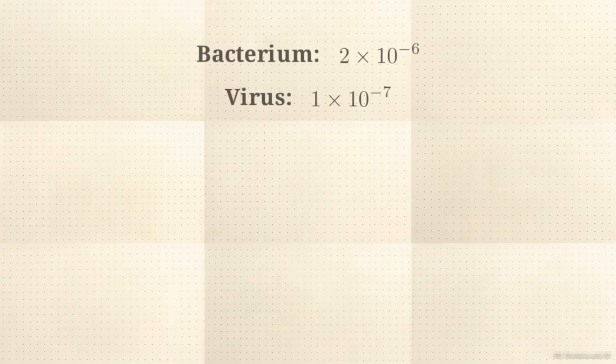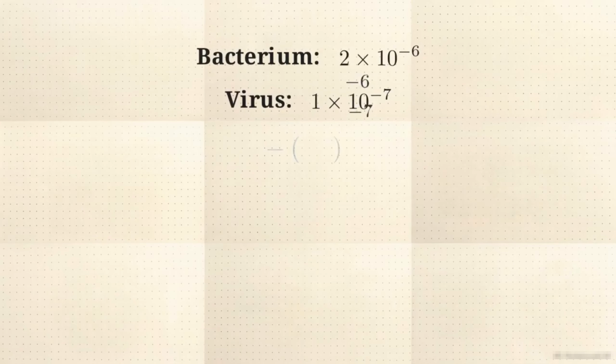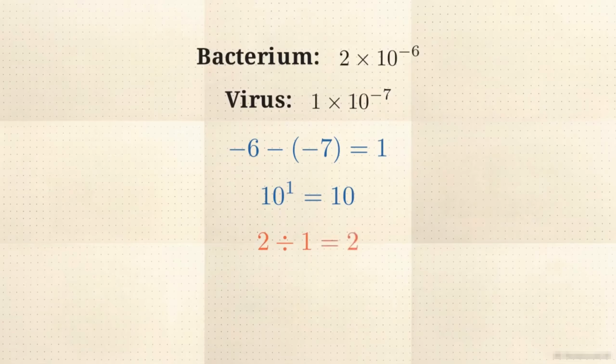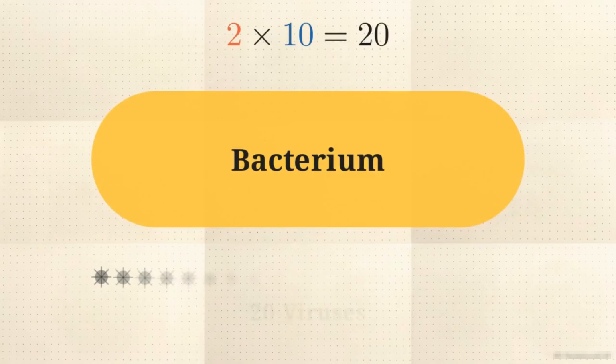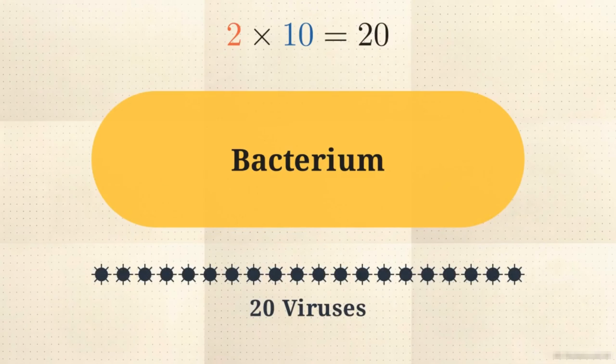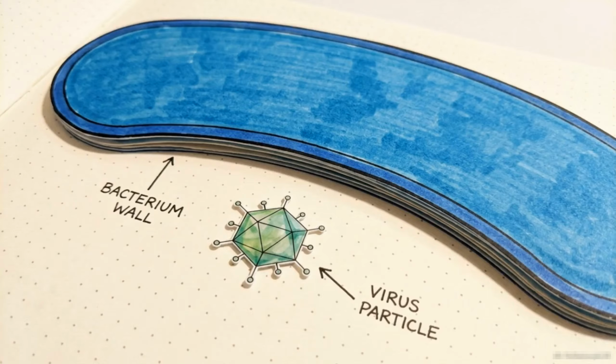Using that logic, the gap between a bacterium at -6 and a virus at -7 is exactly 1. That single jump gives us a base multiplier of 10. To finish the calculation, we divide the front digits. 2 divided by 1 is 2. Multiply that by our base of 10, and we find the bacterium is exactly 20 times wider than the virus. By treating negative exponents as depth, the math reveals why a bacterium completely dwarfs a virus.